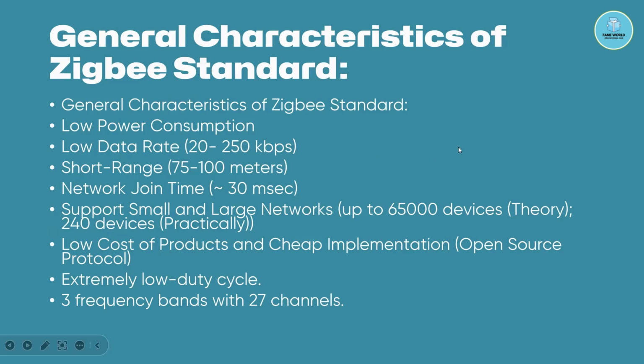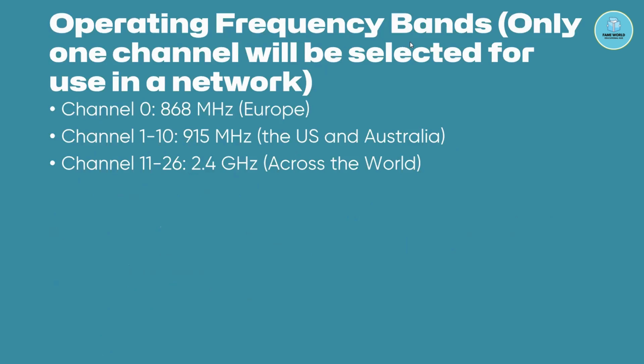So these are some characteristics, and along with that, the types. Operating frequency bands. Only one channel will be selected for use at one time. 0, 1 to 10, 11 to 24. These are some ways to number the channels across the world. 0 is for Europe, 1 to 10 is for the US and Australia, 11 to 24 is for across the world. The 0, which is Europe, is 868 megahertz, and 1 to 10 is 915 megahertz, and 11 to 26 is 2.4 gigahertz.